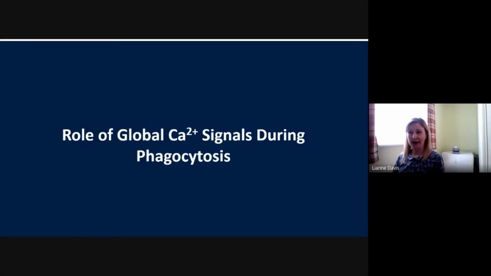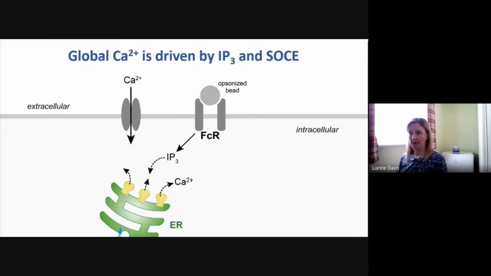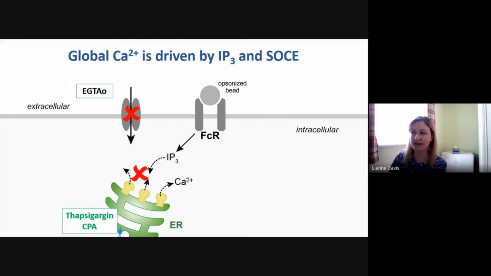So the BAPTA data suggested that calcium is important, so we began to assess which sources. First, is global calcium important? In macrophages, the substantial global calcium response is driven by both IP3-dependent release from the ER as well as store-operated calcium entry. We removed extracellular calcium to eliminate influx, and we eliminated the residual calcium release phase in two ways. Either we pre-depleted the ER with SERCA inhibitors, thapsigargin or CPA, or we loaded the cytosol with the slow calcium chelator EGTA and monitored the impact on calcium signals and phagocytosis.